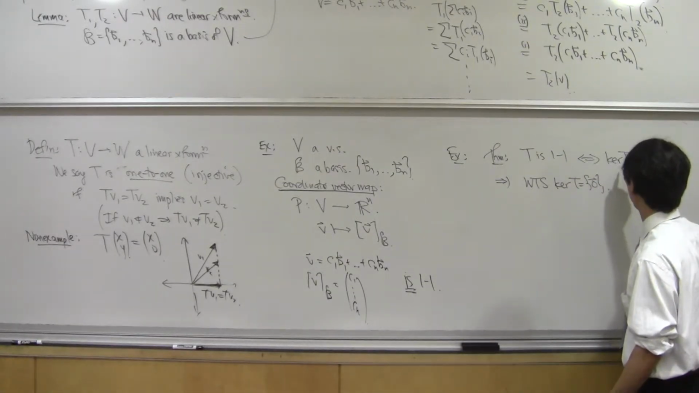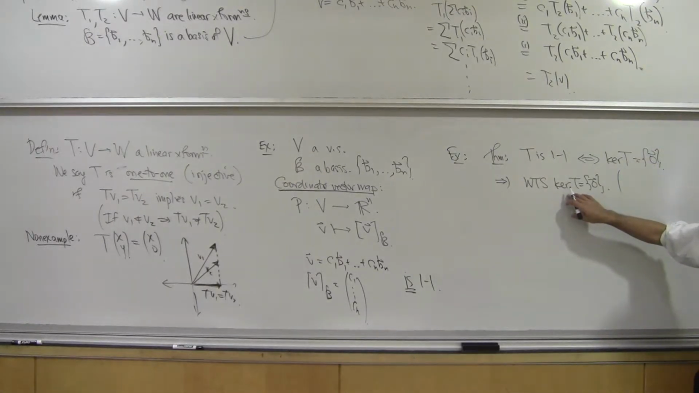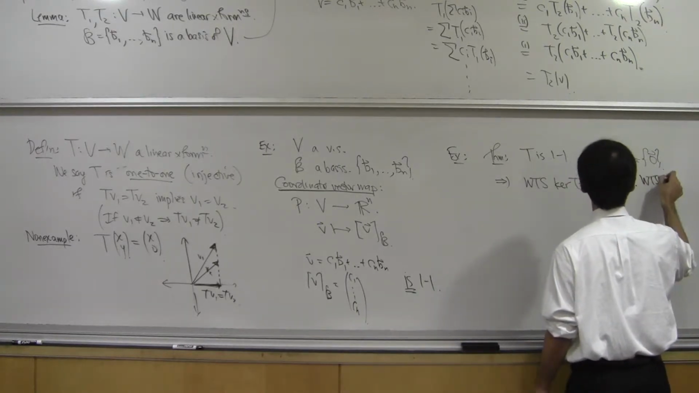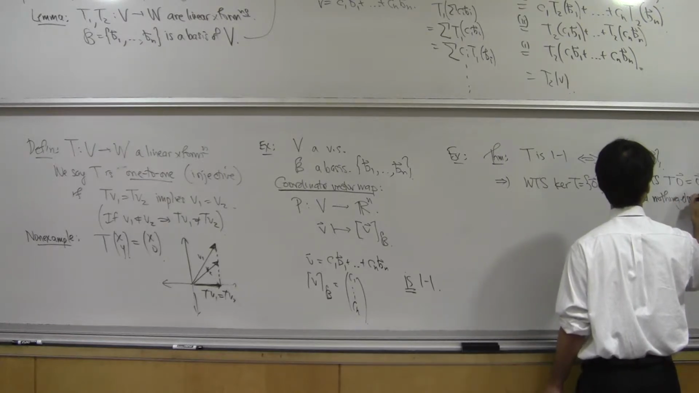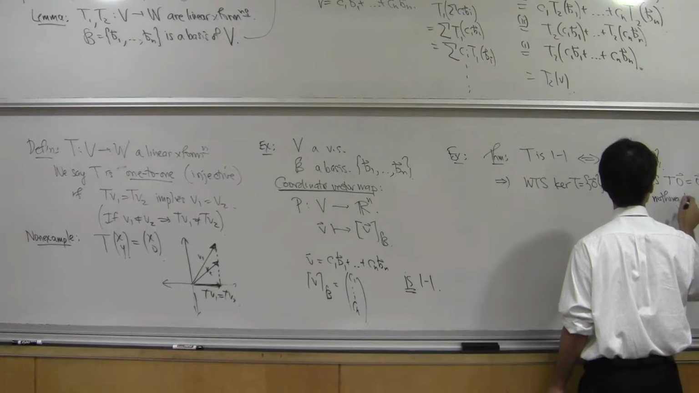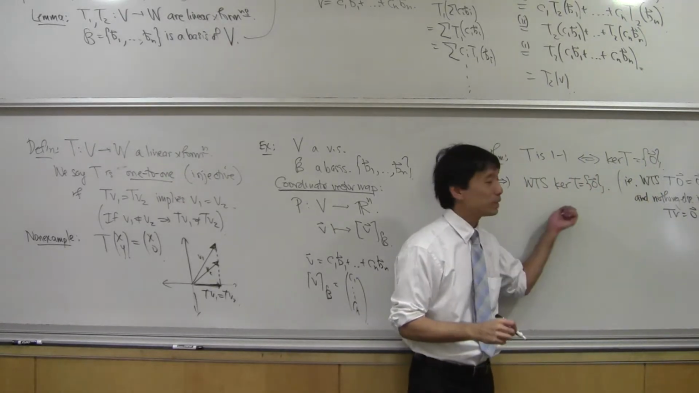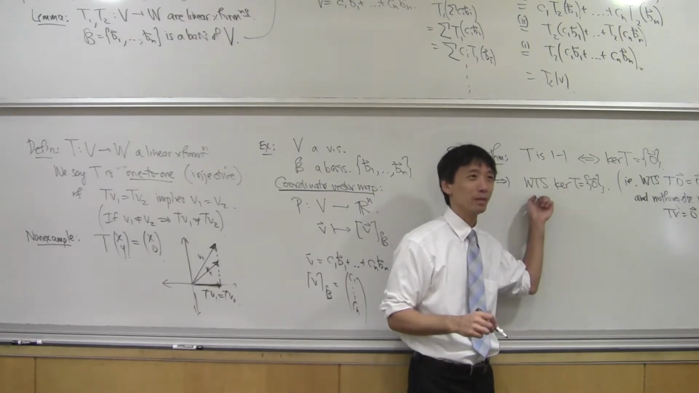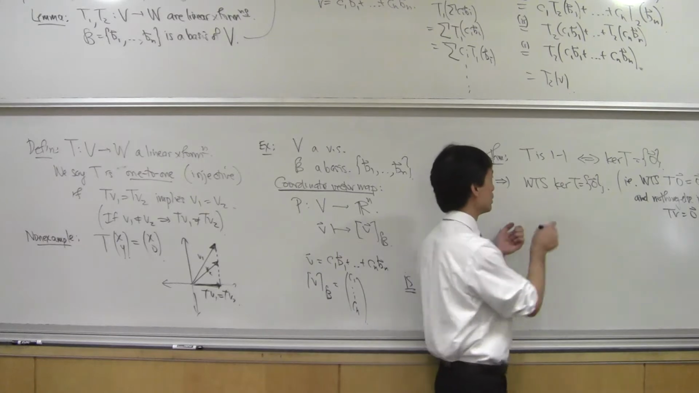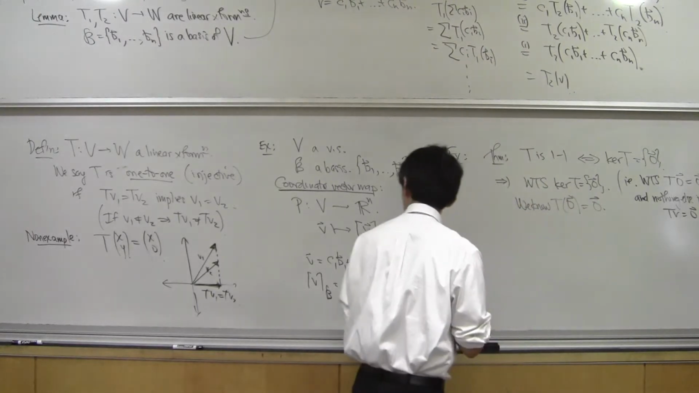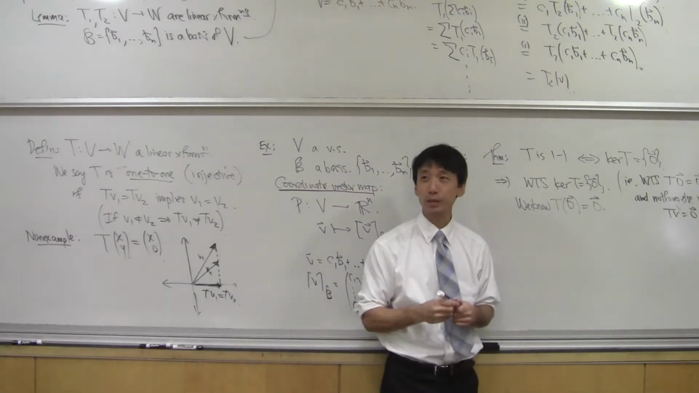So what we're saying is that we want to show that 0 is sent to 0, and that it's the only thing that's sent to 0. That is, we want to show that T of 0 is 0, and that nothing else is such that T of b equals 0. Why is T of 0 equal to 0? We did that last time, the first boring fact. We know T of 0 is 0 because T is a linear transformation. Any linear transformation always sends 0 to 0.